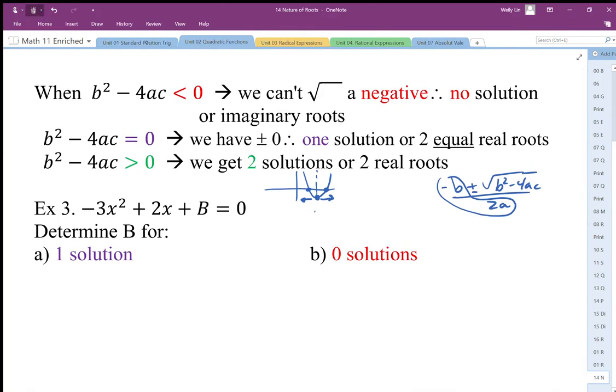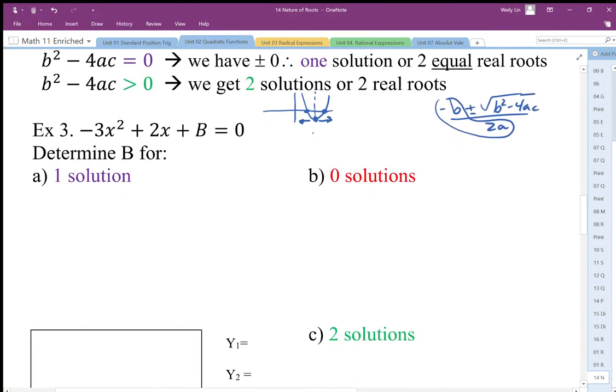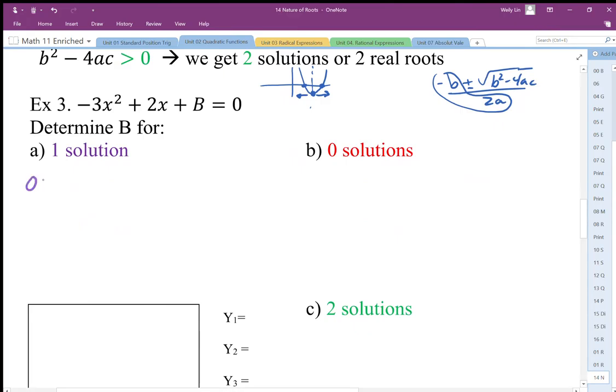So for one solution, we want to know where the discriminant is equal to 0. So 0 is equal to b squared minus 4ac. We plug in the values for a, b, and c. In this case, the big B represents our c value. When we do that, we end up with 2 squared minus 4 times negative 3 times b. Then we can figure out what b value, what vertical shift, will shift that parabola into the right spot.